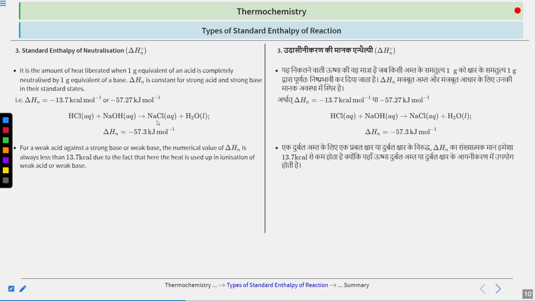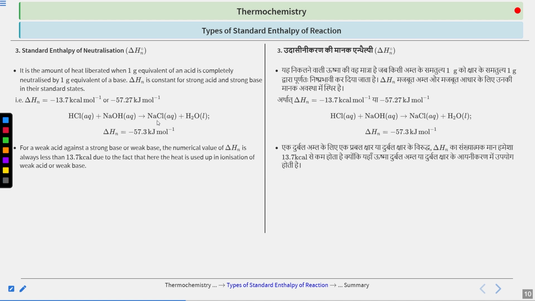Now, why are we saying that we should keep strong acid and strong base? The difficulty is that with a weak acid, apart from the formation of water, there is also energy that is required for what? For the breaking off, or the dissociation, of the weak acid. Clear? Okay.